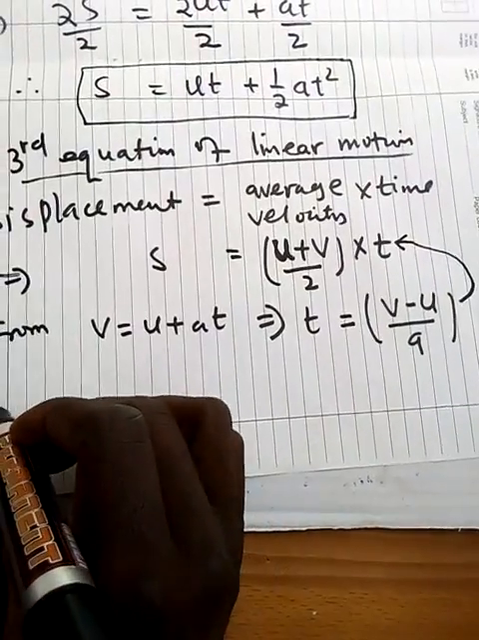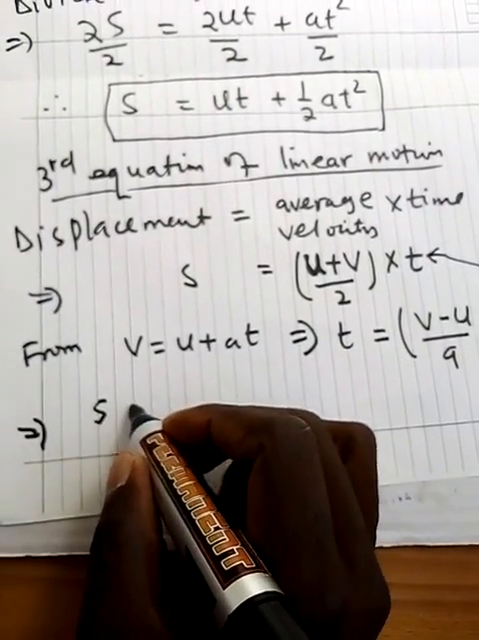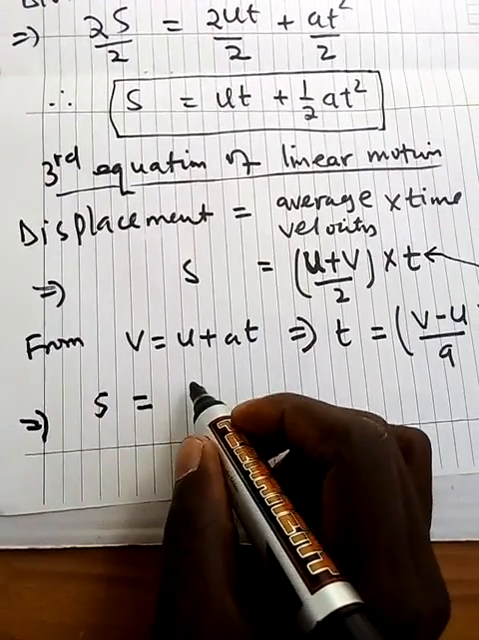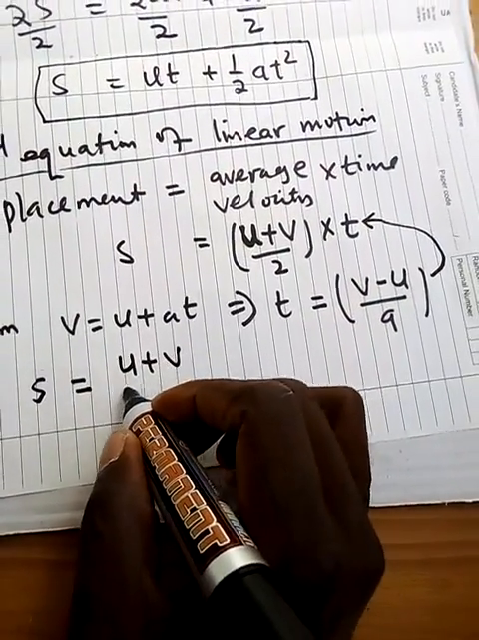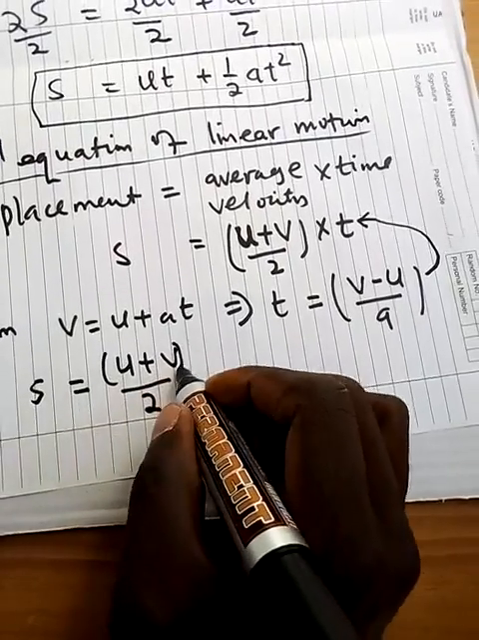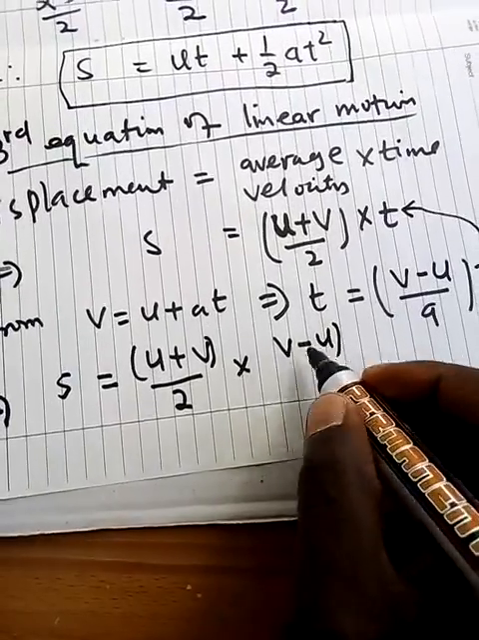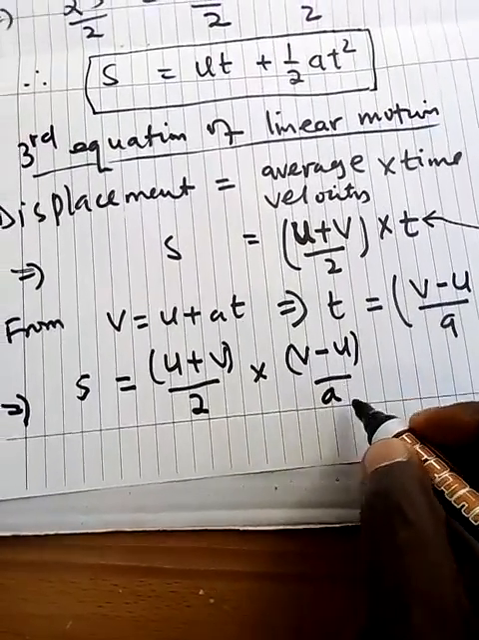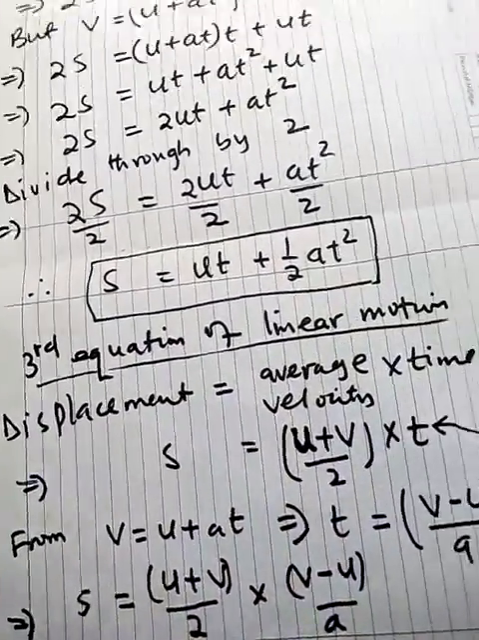If we did that, then that would mean we have s. We have s is equal to what? s is going to be u plus v divided by 2, then times v minus u divided by a. Let me go to another page.